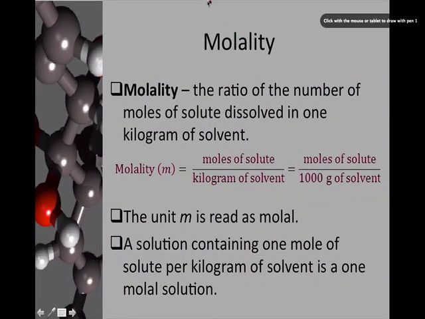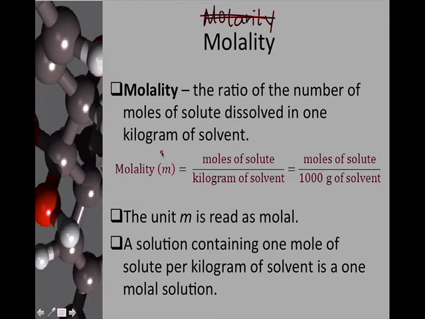Molarity and molality. Very easy to get confused. They are not the same thing. Molarity is what we just talked about. It is not the same as molality. Molality is less common, but you do see it every once in a while.